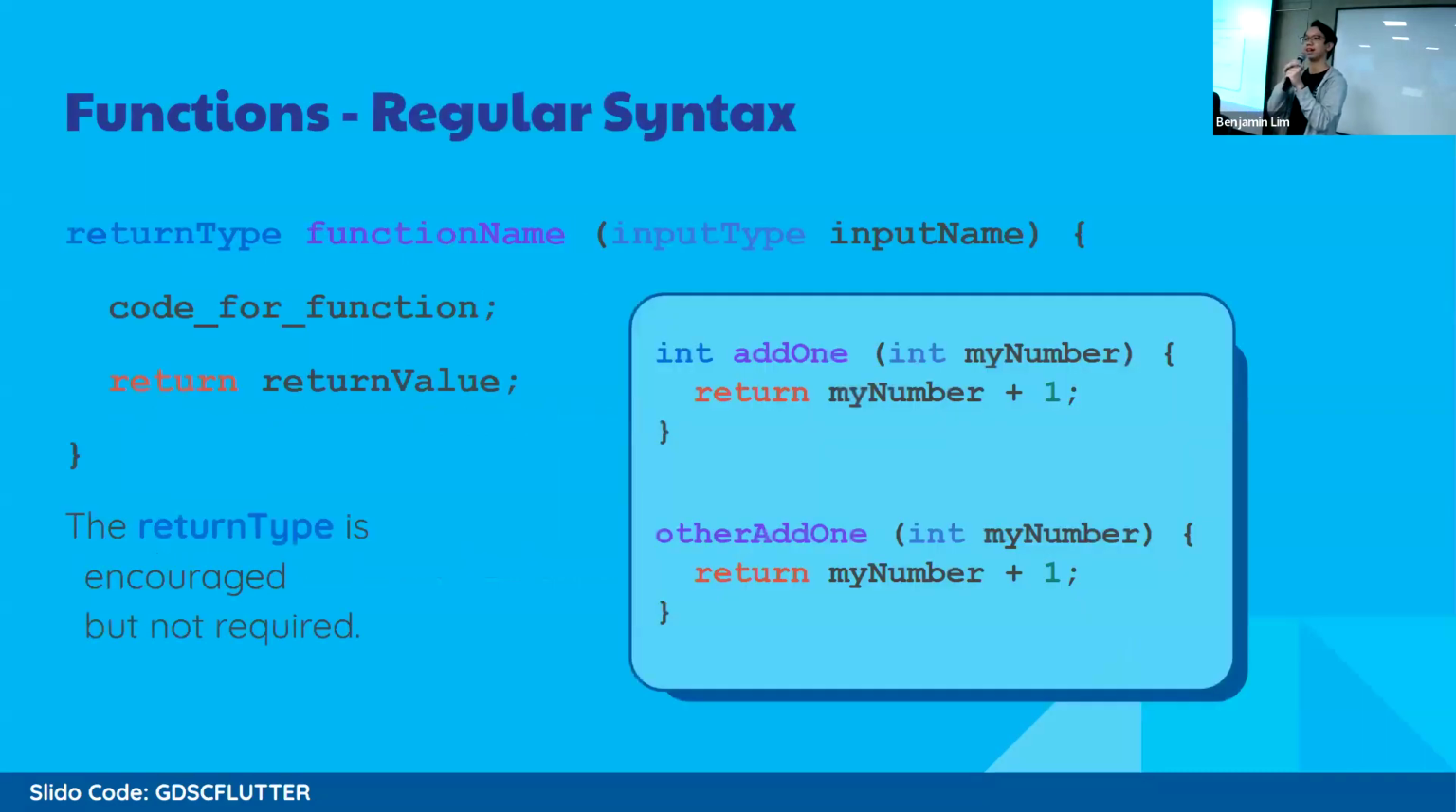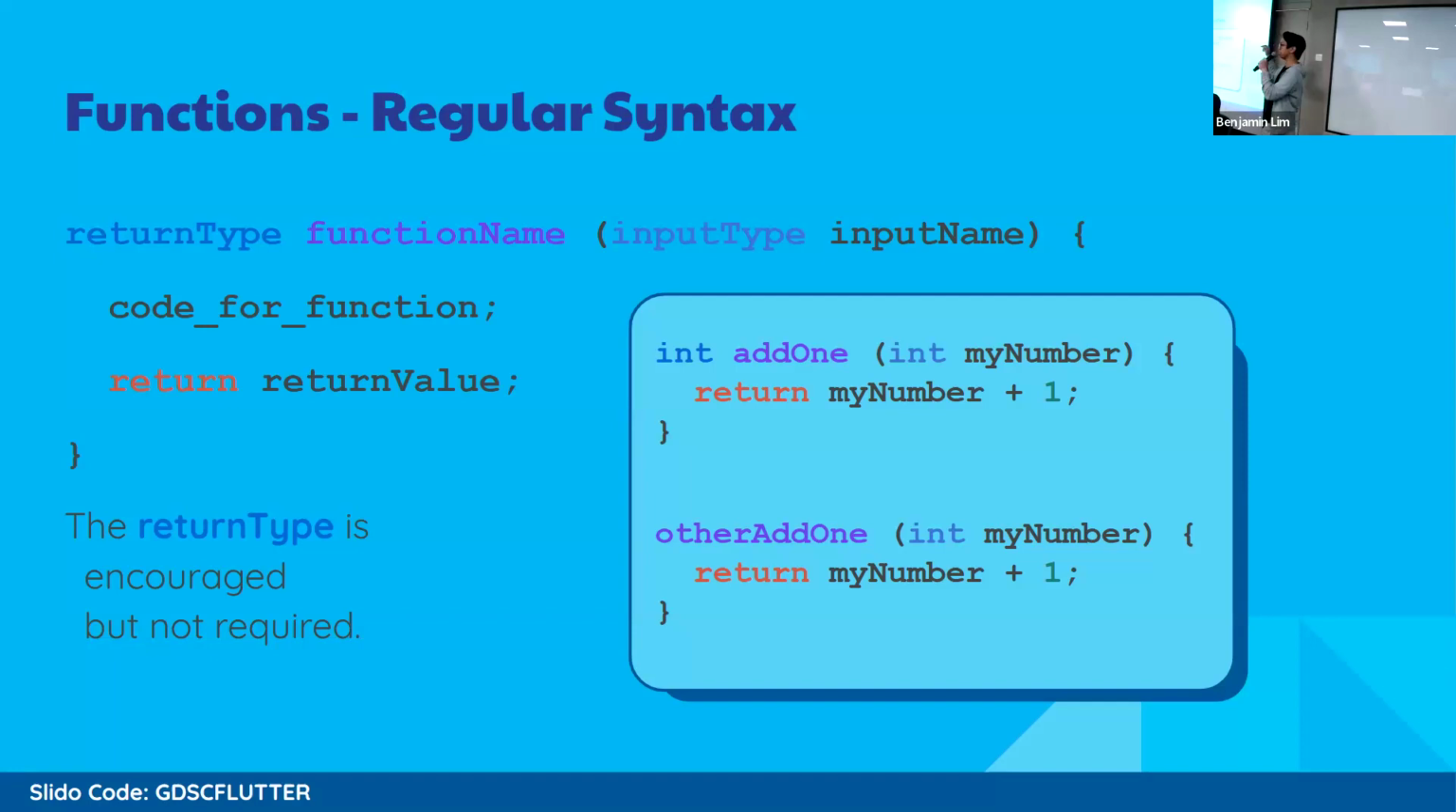Excellent. So functions do have several syntaxes. This is the main one, where you start off with the type of value that you want to return, then you give it some sort of function name. And then for the parameters or the inputs, you need to specify both the input type as well as the input name. And inside of the function, you can have as many lines of code as you want, or you can just have a single return statement.